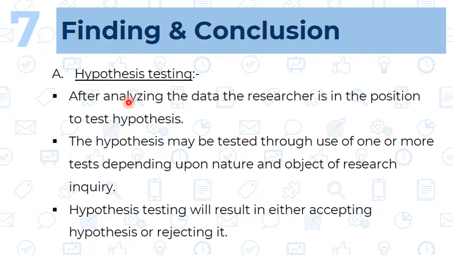The hypothesis may be tested through one or more tests depending on the nature and object of the research inquiry. Means there is more than one test available, that is a chi-square test or the t-test or the z-test. So a number of tests are available depending on the quality of the data analysis, that is on the basis of qualitative data or the quantitative data.